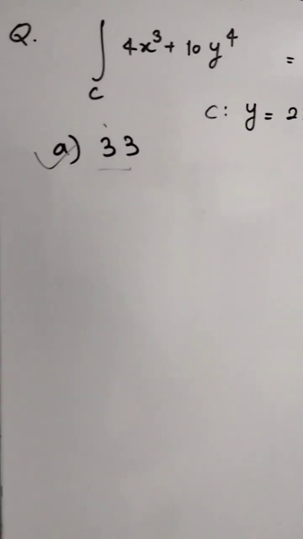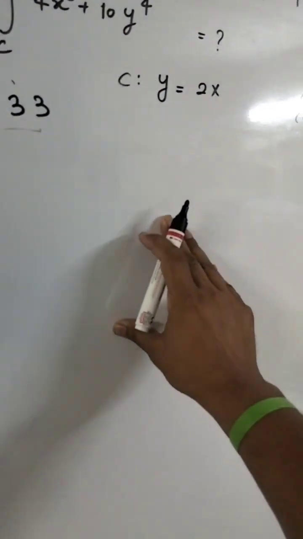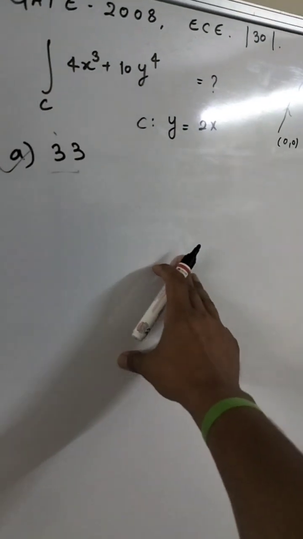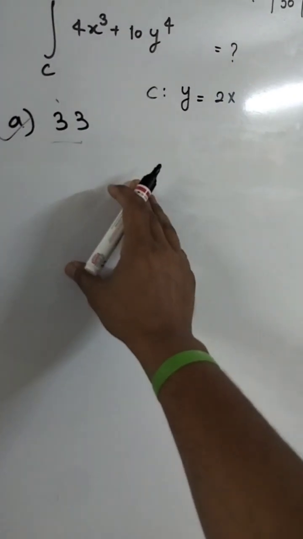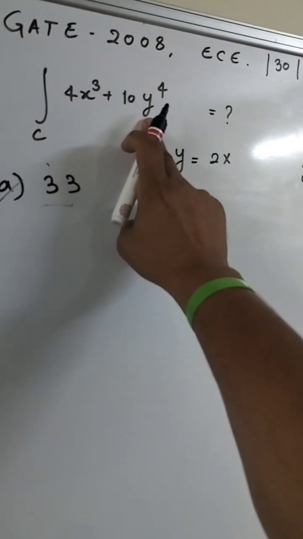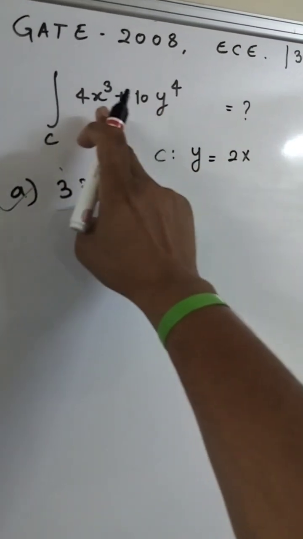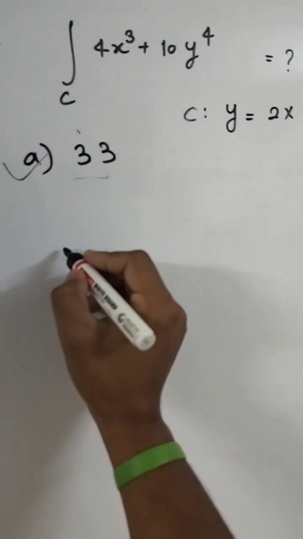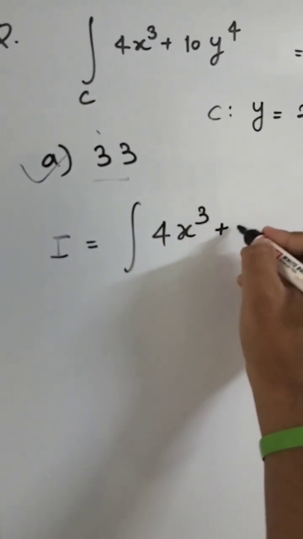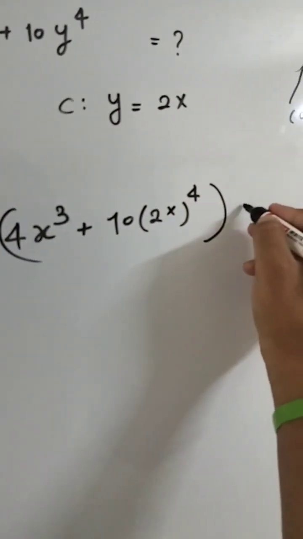Now let me first tell you what is being done everywhere. I'm sure many people have solved this question by themselves also, or have seen the solution, and if you check wherever you want, you will find this solution only. What is being said? Along the curve, y is equal to 2x. So in this integration, you put y equals 2x. So the integration which you need to find will be 4x cube plus 10 into (2x) to the power 4, and then integrate it with respect to x.